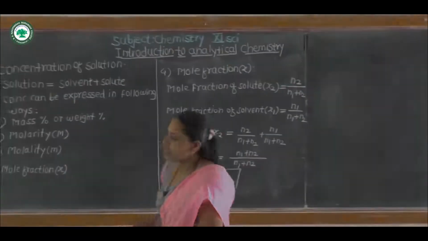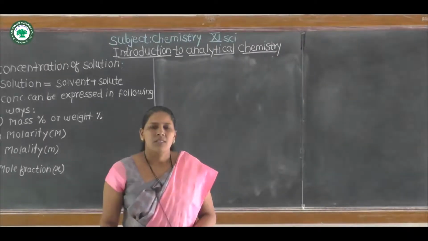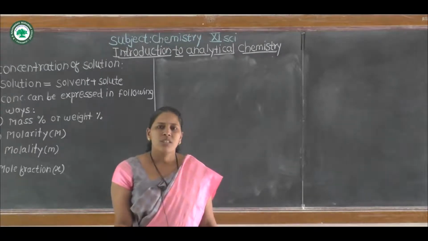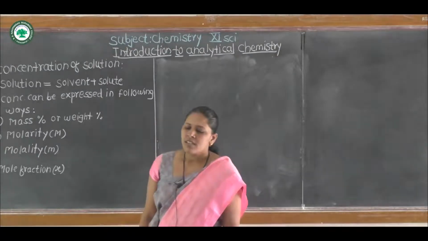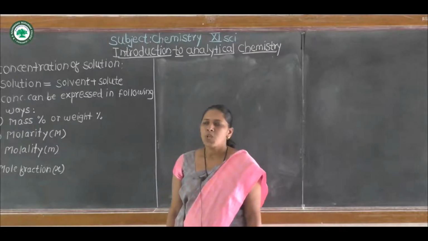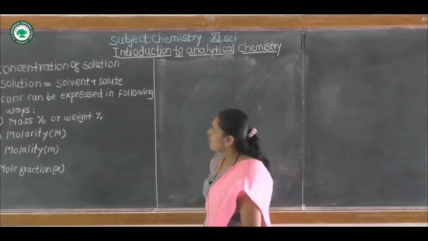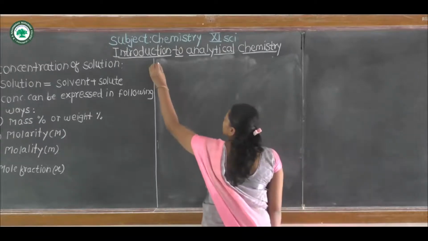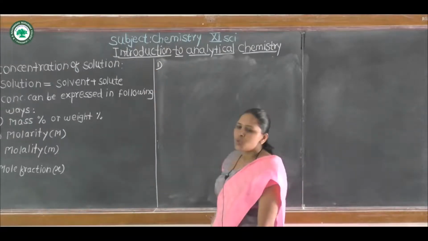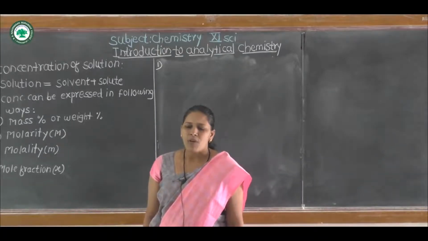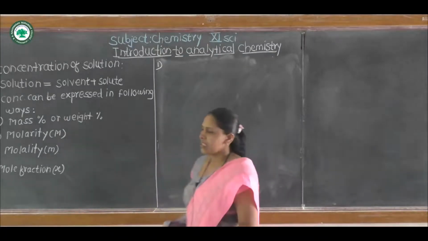Then on this point some numericals will be asked. First numerical depends on how to calculate mass percent and molarity. First numerical is: a solution is prepared by adding 2 gram of a substance A.